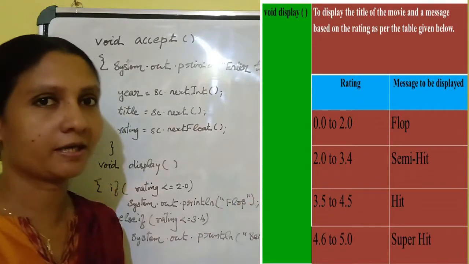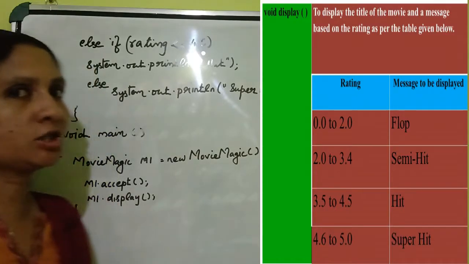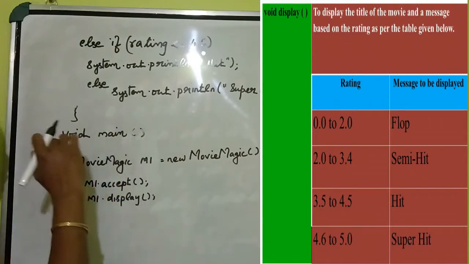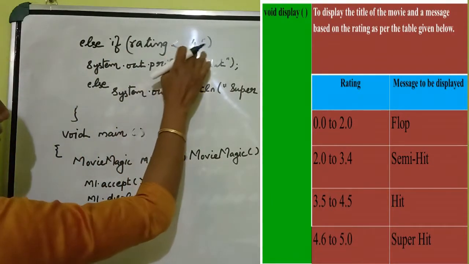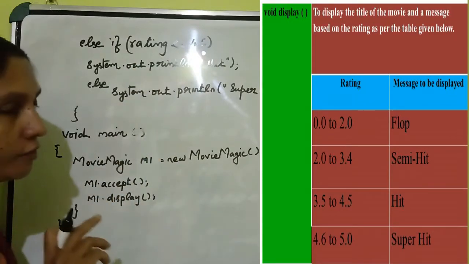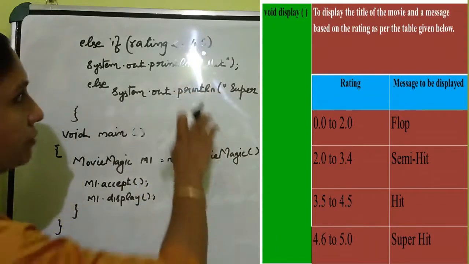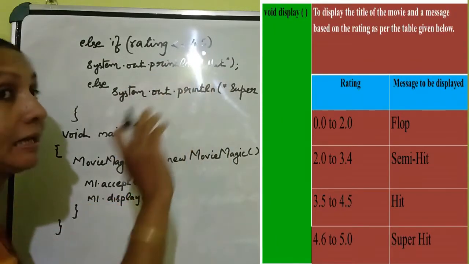Like this way we can take the condition. Okay, what is the next condition? We know 3.4 to 4.5. How can you give it? We already checked up to 3.4, so we can give else if rating less than or equal to 4.5. If you are using else if, there is no need to write both conditions; write the last limit only. Then what's the message? Print System.out.println hit.